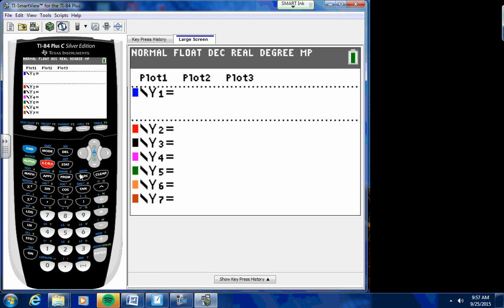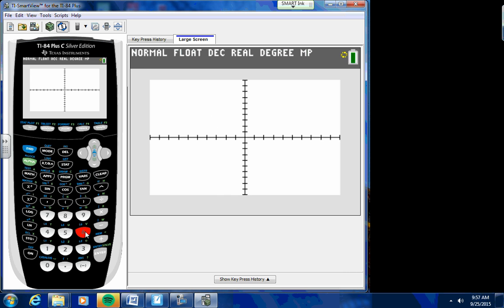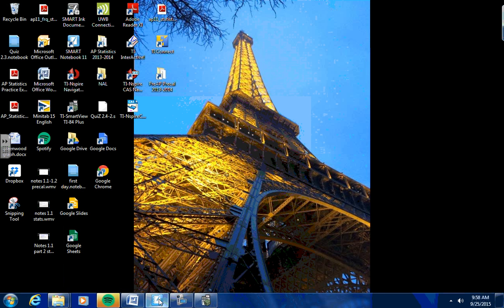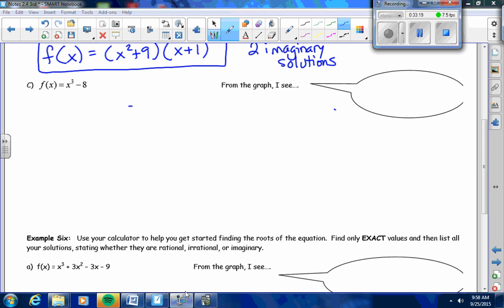So x cubed minus 8. And standard window. Let's see what we get. Okay, so here's the graph. From the graph, what can we see? We see a 0. How many zeros do we see? 1. Okay, so from the graph, I see 1 real root.